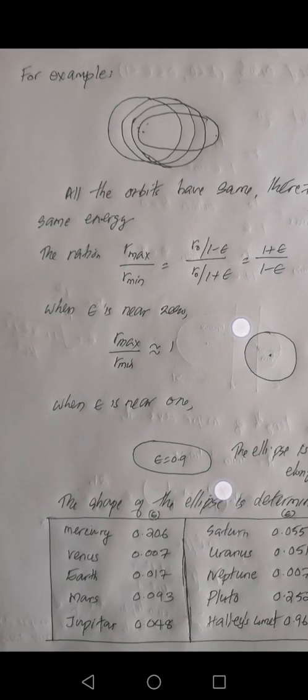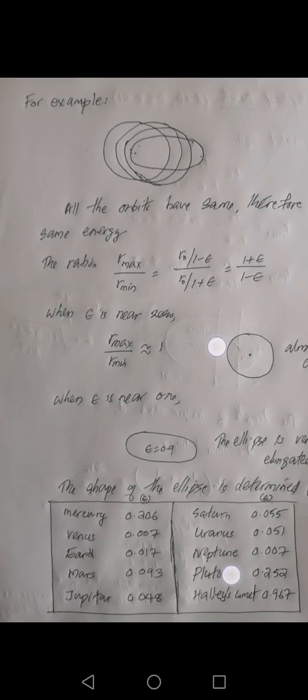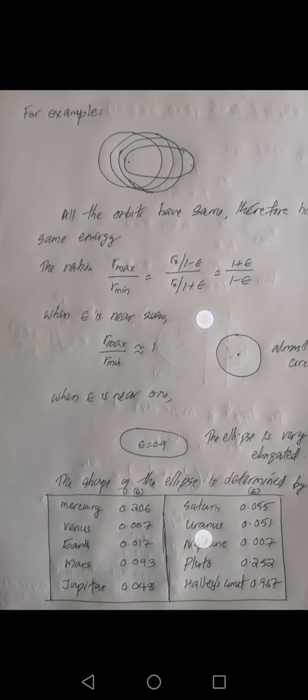Epsilon approximately equal to 0 is going to be a circle in shape, and as it approaches the value of 1, it is an elongated ellipse. So what I could say is the value of epsilon determines the shape of the ellipse, as I already said. Okay, let me give you some of the values of eccentricities of planets.